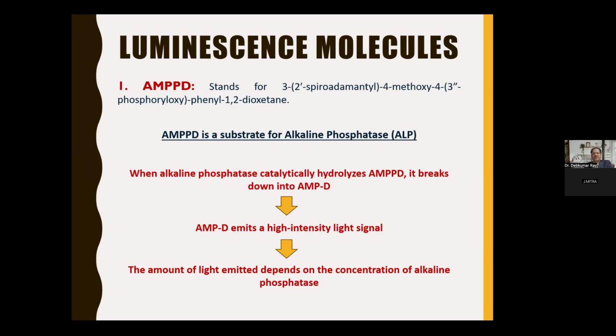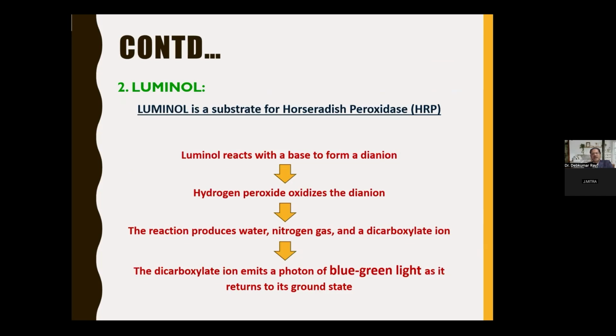When alkaline phosphatase catalytically hydrolyzes AMPPD, it breaks down into AMPD. And then the AMPD emits light in high intensity as a signal. The amount of light emitted depends on the concentration of the alkaline phosphatase. The second one after AMPPD is another luminescent, that is luminol. Luminol is a substrate of horseradish peroxidase, or HRP.